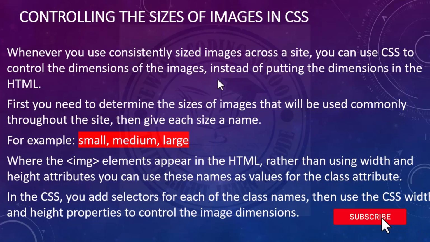That means in the opening tag of each image element, you are going to give it a class name or an ID name. Then you use the names you have designated, let's say small, medium, and large, as values instead of using the width and the height. In the CSS, you add selectors for each of the class names. They use the CSS width and height properties to control the image dimensions.